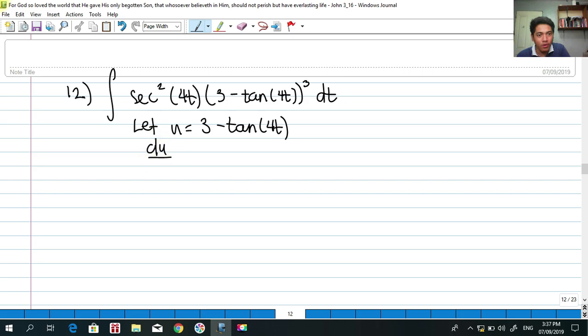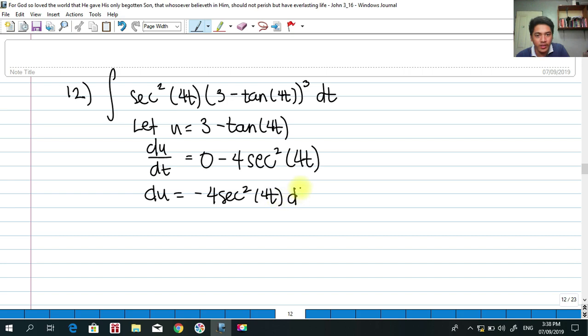So we have du over dt. The derivative of 3 is 0. The derivative of tangent 4t: we first get the derivative of the inside function, that is 4, and then the derivative of the tangent, that is secant squared 4t. That is negative because we have a minus sign here. So we have du equals negative 4 secant squared 4t dt. Now, the problem is we only have secant squared 4t dt available here.